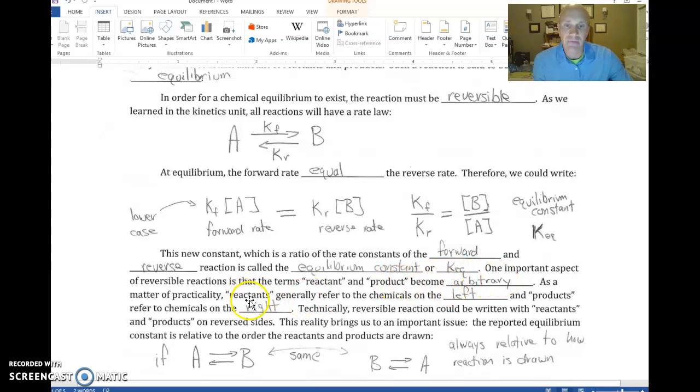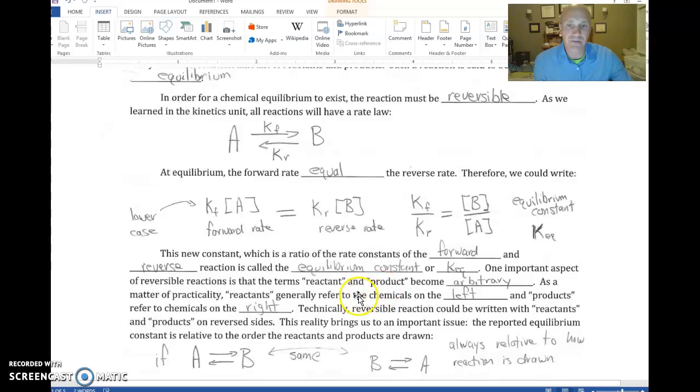It's kind of like saying water or ice. If one of these is water and one of these is ice, what's the reactant and what's the product? Well, it depends on what's happening. If something is freezing, then water is the reactant. If something is thawing, then ice is the reactant.